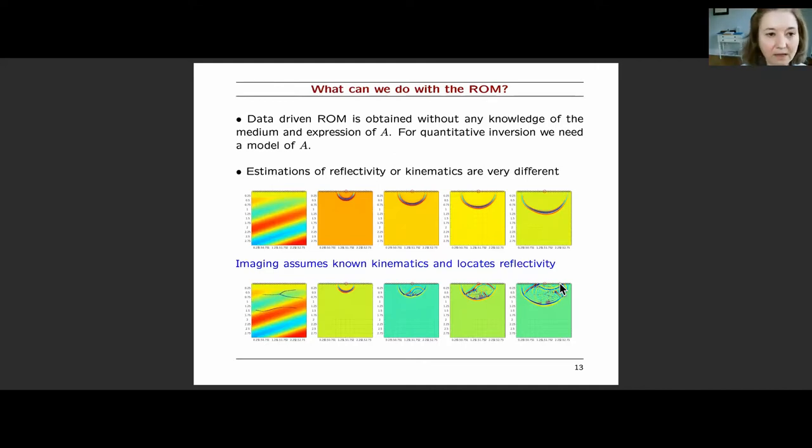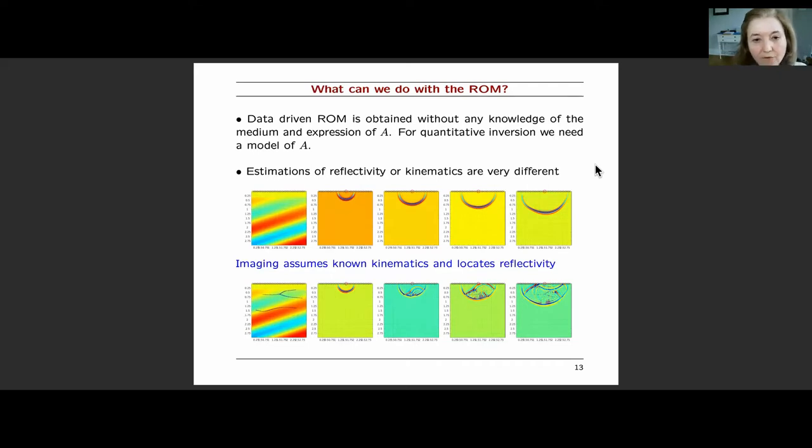So here's now the point. Everything that I described so far, the data-driven ROM construction, is obtained without any knowledge of the medium and the expression of the operator A. And that means, in fact, we wrote a paper to make that point, that the construction that we have applies to all linear waves: elastic, electromagnetic, and sound.